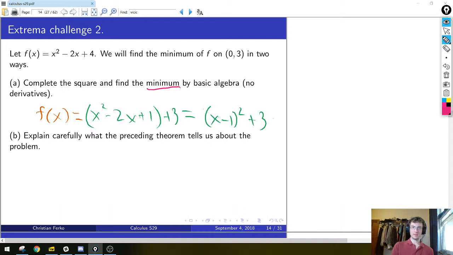So this is the square of a real number. So this thing is always greater than or equal to 0, right? So this whole thing is always greater than or equal to 3, right? So 3 is a lower bound for this quantity. The best we could possibly do in finding a minimum is to get 3. Now, what value of x could we plug in that would achieve that lower bound of 3? Plug in 1.